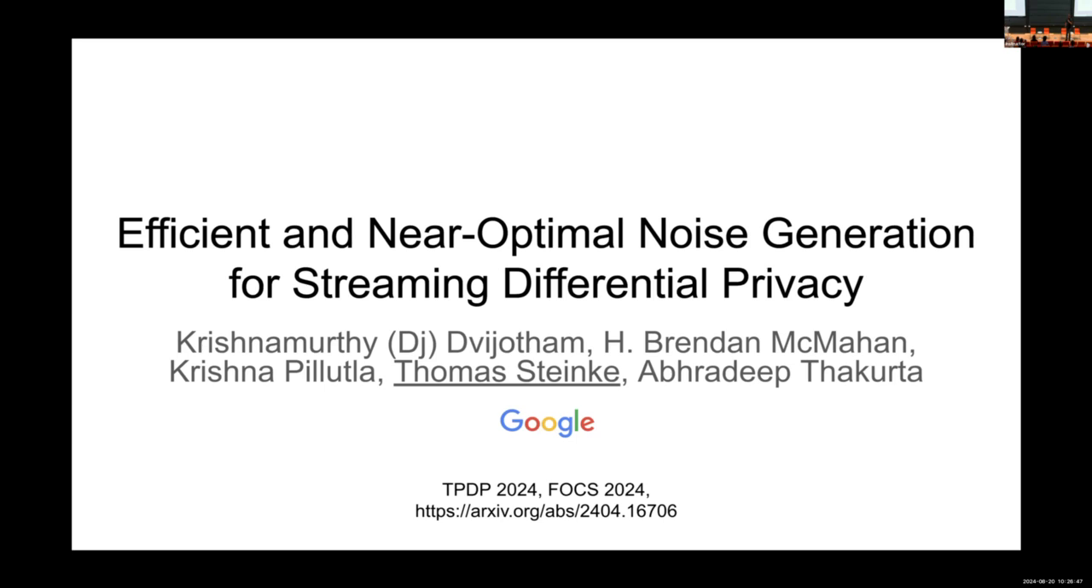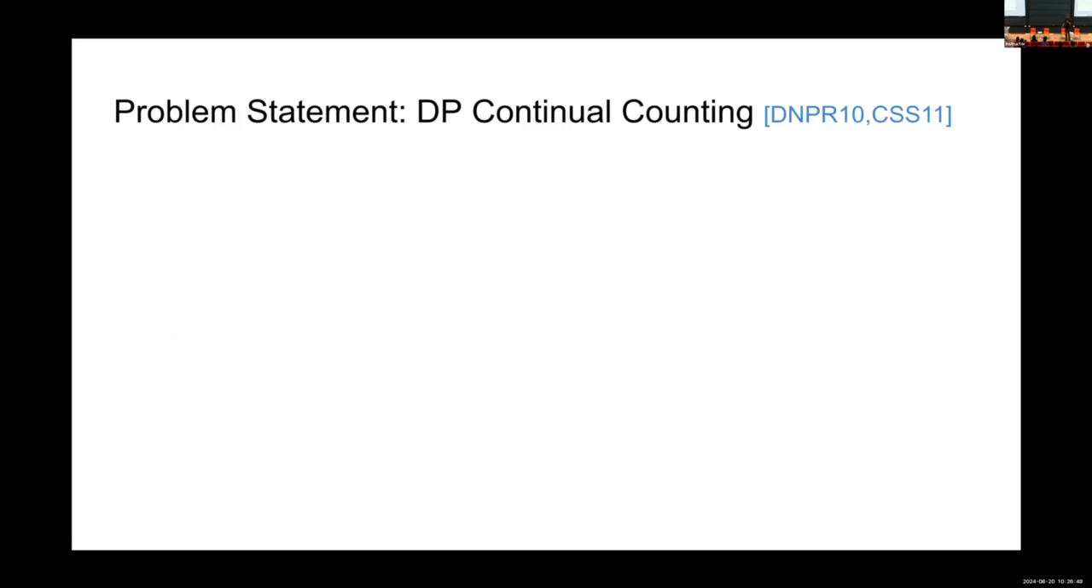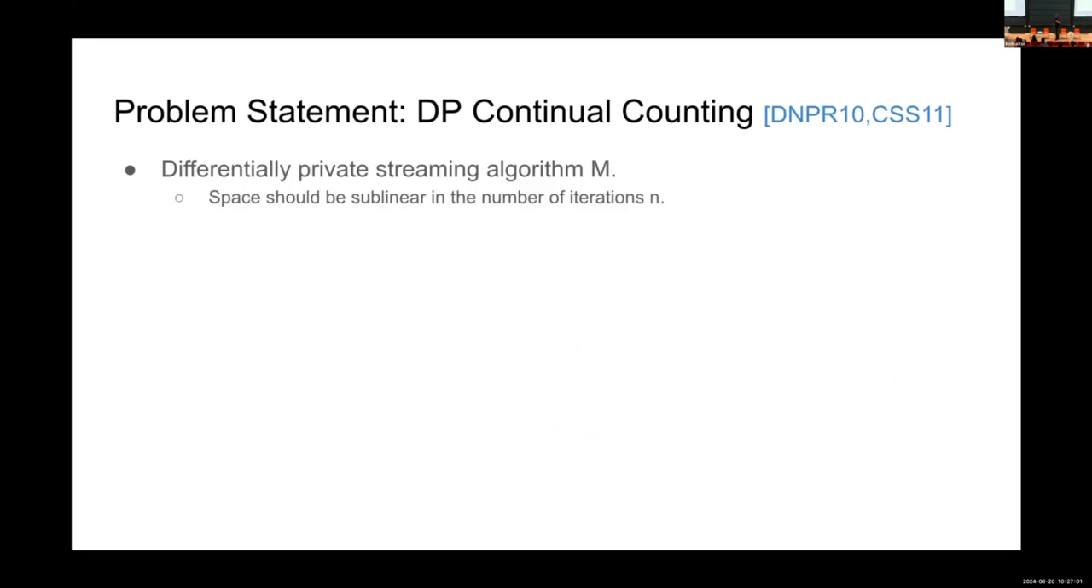Let me get started by defining the problem we're looking at, which is continual counting. This is about coming up with a differentially private streaming algorithm. The key requirement is that we're interested in the space usage of these algorithms, and it should be sublinear in the number of iterations.